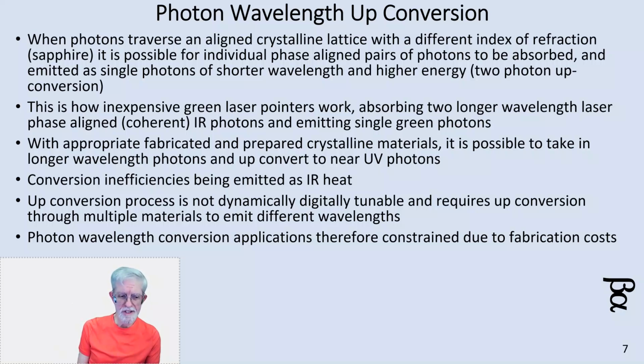So upconversion, again, not changing the velocity of light, but by bending the photons and making them align along a crystalline lattice, you can get them to merge and make a shorter wavelength. So it's a way of essentially clipping an infrared wavelength down to something shorter. But the fabrication costs are expensive for the very first one you make, and then you have to make them in quantity before you can make your $30 infrared into a green laser.